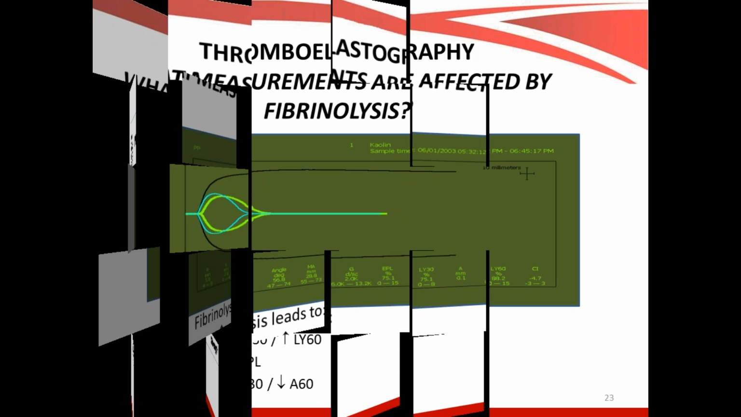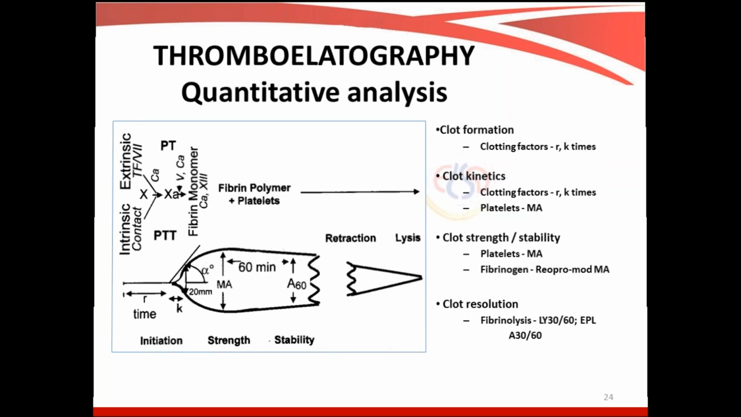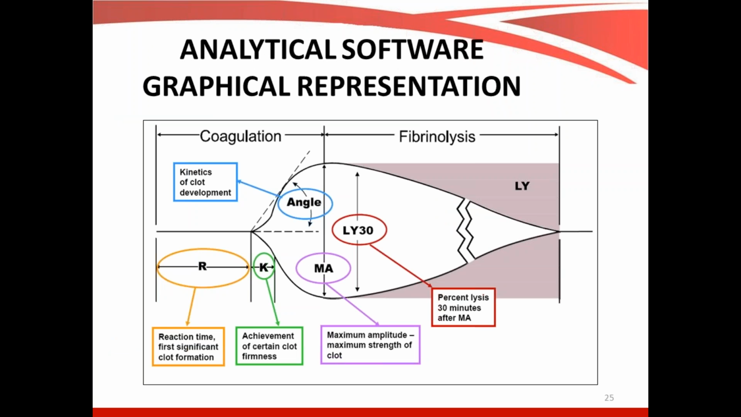The other is you must have a quantitative analysis. You must know the R, K, and the alpha angle. You must know the MA at 60 minutes, the amplitude at 60 minutes, and then the lysis at 30 and the lysis at 60 is what you know. So that means in 1 minute time and up to an hour's time, you have a complete 60 minutes time. You have a complete setup of what would come. And this is the major coagulation and fibrinolysis, which go hand in hand. You have the thrombosis or coagulation R time.